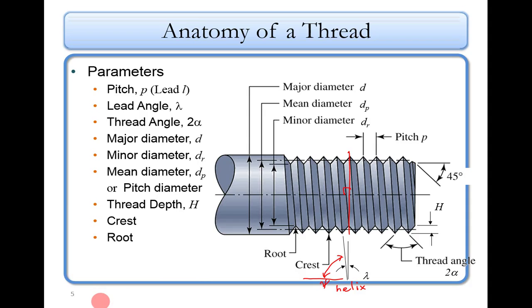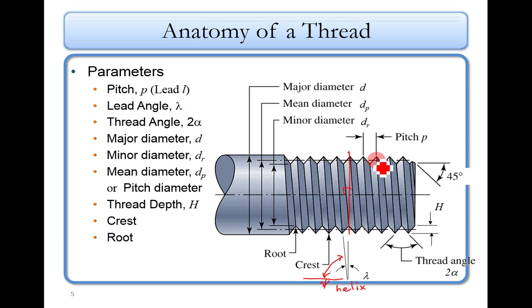Some anatomy or terminology for threads, very much similar to worm gears, actually, a lot of terminology. First of all, the important one is called pitch. Pitch is a quantity measured along the threads, from one thread to the adjacent thread. That's the distance from this to there. When you measure the pitch, often it's hard to measure just the distance between two adjacent threads. You actually probably will use a ruler and measure a certain number of threads, and then you divide by that number, and you get the pitch.